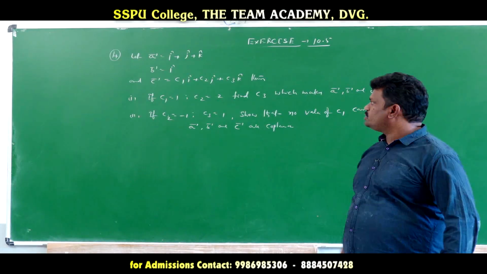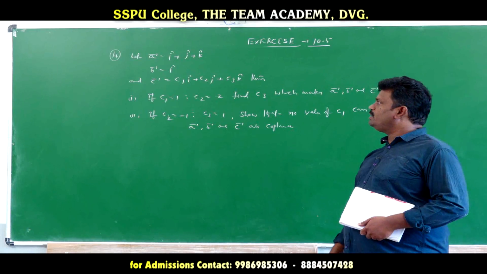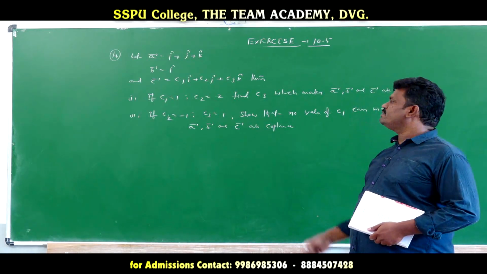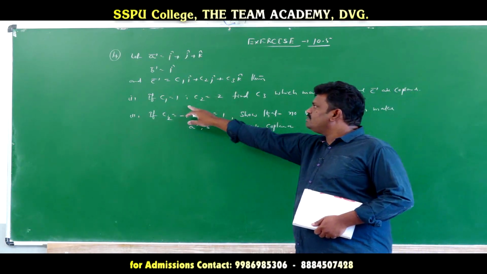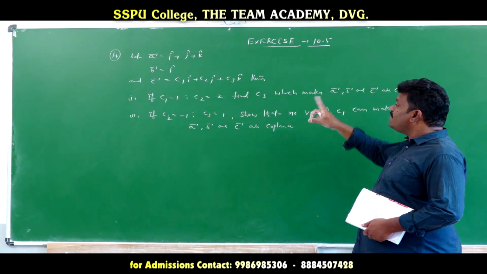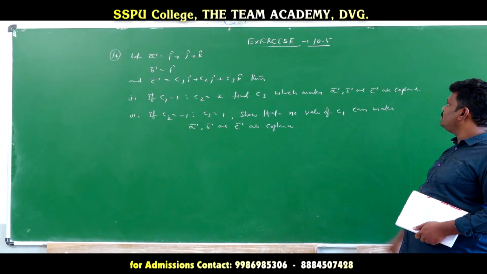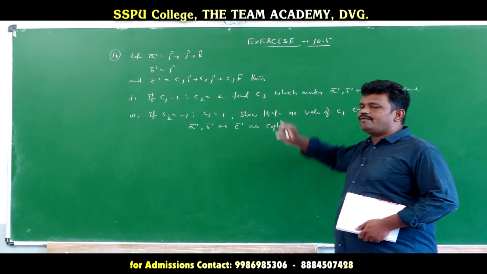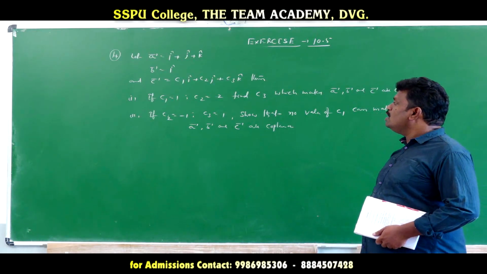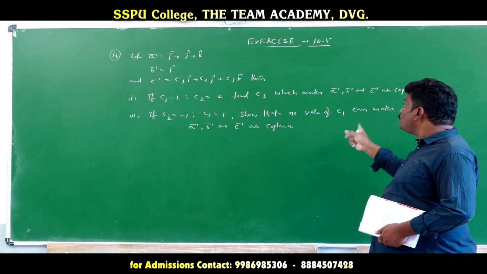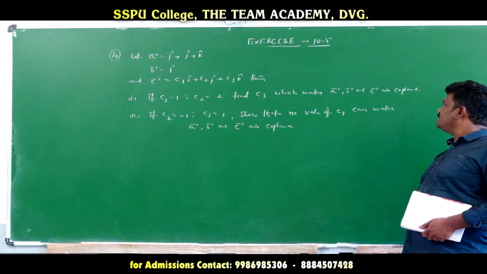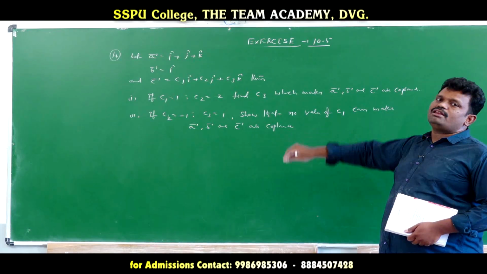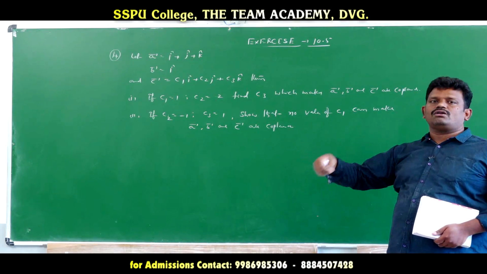Right, the fourth question: three vectors are given, a bar, b bar and c bar. In vector C, three unknown variables are given, and two conditions, C1 and C2 values, are given, then we find C. When we find the C value, it makes A bar, B bar, C bar coplanar. And the second one, with C2, C3 values given, show that no value of C1 can make A bar, B bar and C bar coplanar.